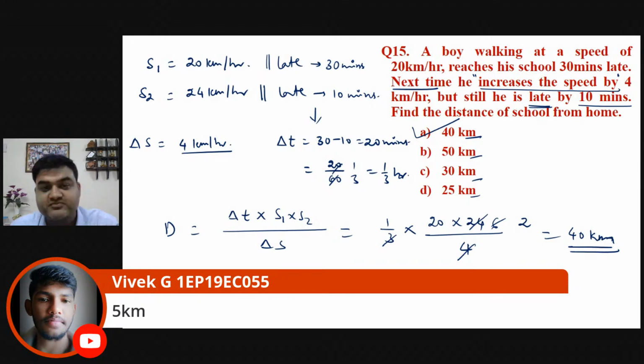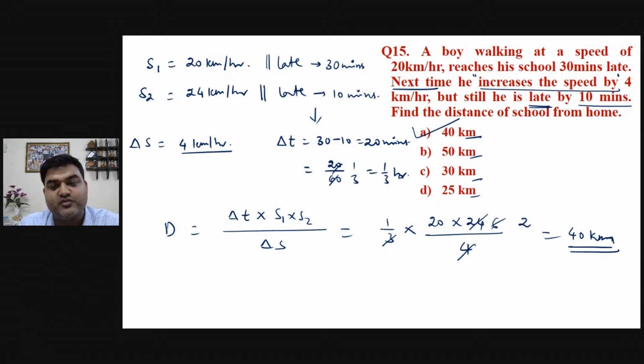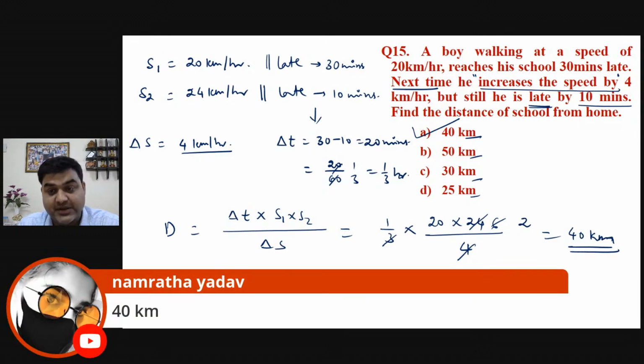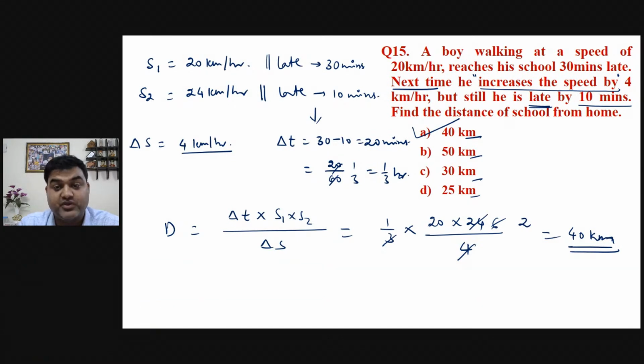Got it very easily? So this is another concept. Wonderful. Maruti has got it, Sudhanshu has got it, and many others have got the answer as 40 kilometer. Hope you remember the formula: how to find the distance, D is equal to delta T into S1 into S2 divided by delta S. You'll get the answer. And this is not a common formula which you will get everywhere. This is one formula which you can use whenever distance is to be found, when it is early, early, or, as in this case, late, late.